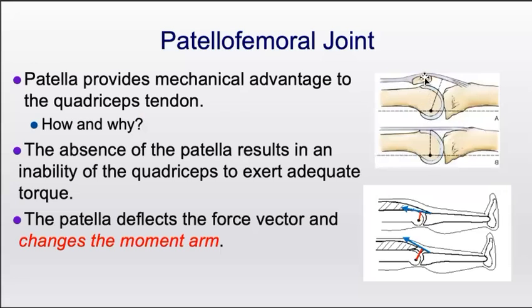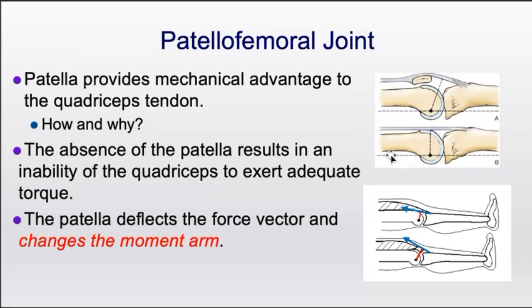The patella is this really interesting bone. It's the largest sesamoid bone in the body, and its primary purpose is to provide mechanical advantage to the quadriceps tendon. Okay, so it makes the quadriceps' job a little bit easier, given how much force it needs to provide to allow you to move within space. Okay, so how does the patella really provide that mechanical advantage?